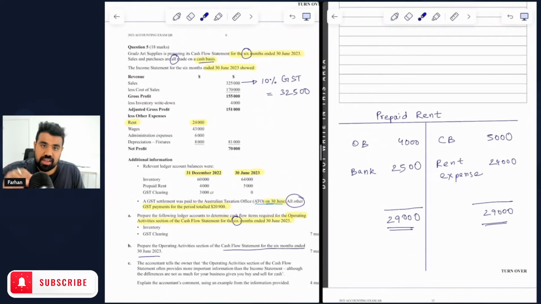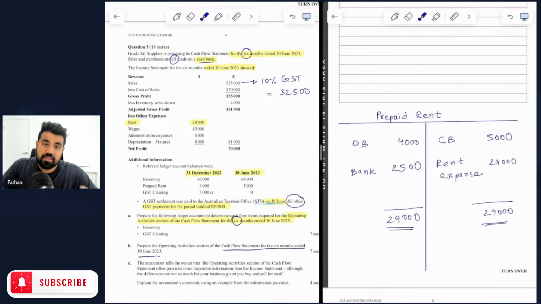Now, prepaid rent is a current asset. We understand that. Why do we call it prepaid? Because rent has been paid in advance. That is the main reason behind why we call it prepaid. So if you check the additional information, you will see that the prepaid rent balance at 31 December 2022 was $4,000, and the balance at 30 June 2023 is $5,000, which means this $4,000 from 31 December 2022 will now be the opening balance on 1 Jan 2023.